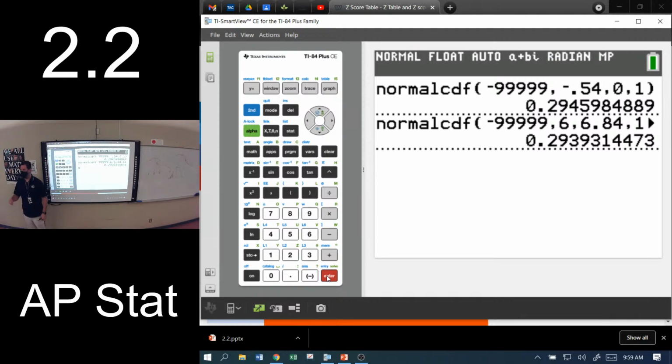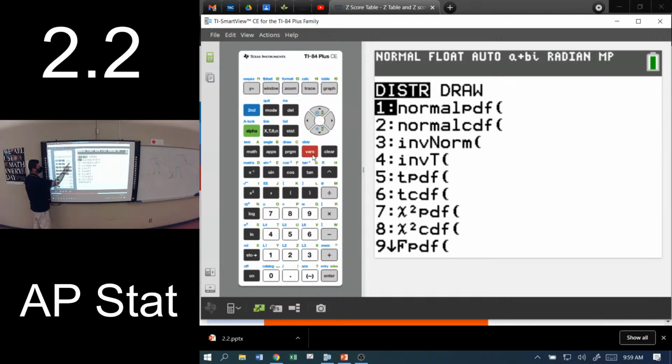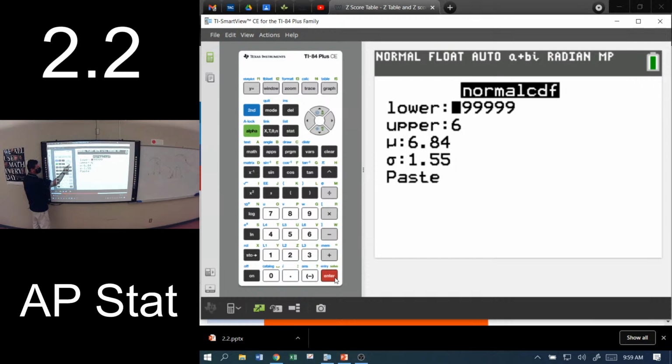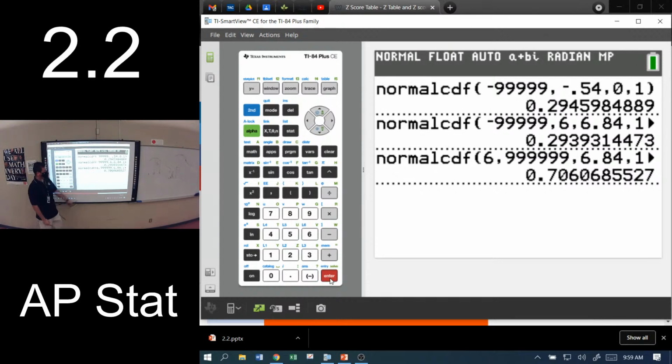Table A will not find the area to the right. Your calculator can. I can put normal CDF, and I can go from 6 to infinity. Your table cannot do that. Your table can only go to the left. My guess is that better be the opposite of that. This plus this better be 1. And it is.